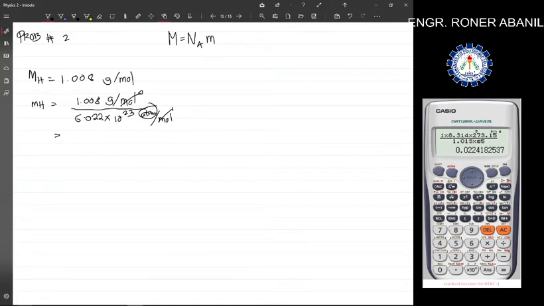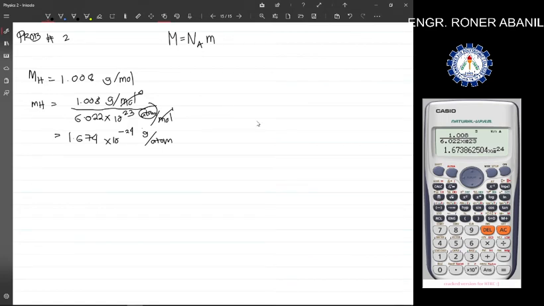Okay? So, let's check with calculator. 1.008 divided by 6.022 times 10 to the 23rd. Lalabas dito is 1.674 times 10 raised to negative 24 grams per atom. Okay, yan yung para sa hydrogen.